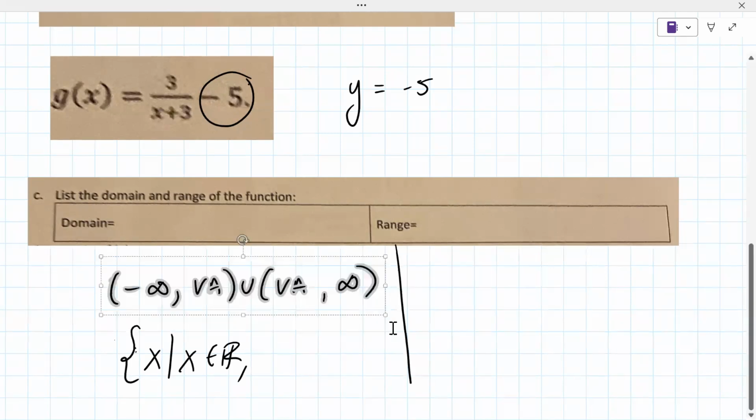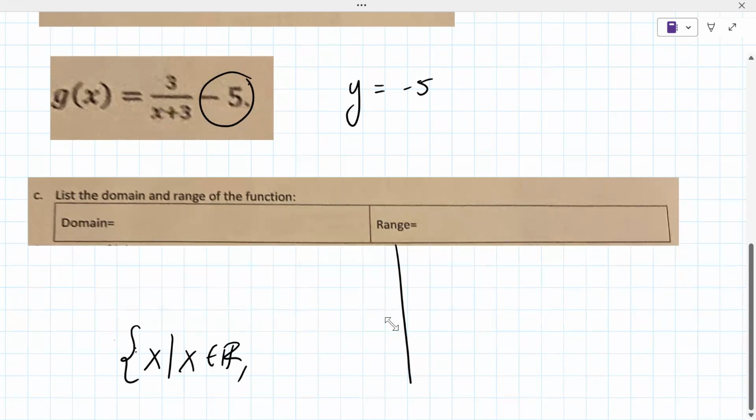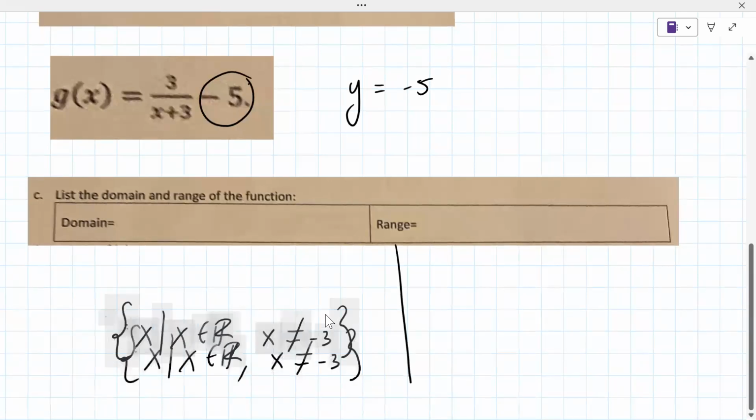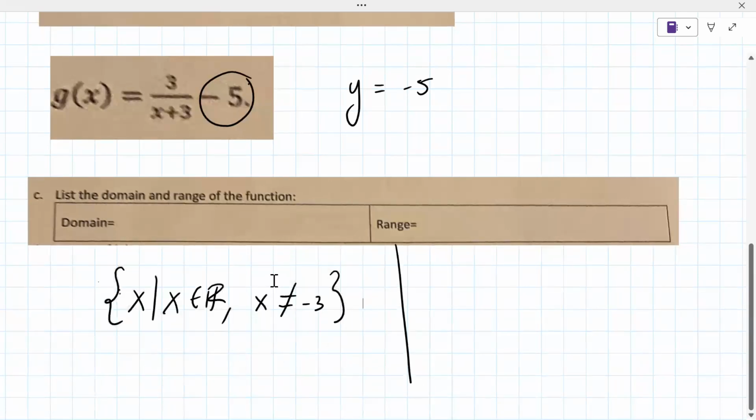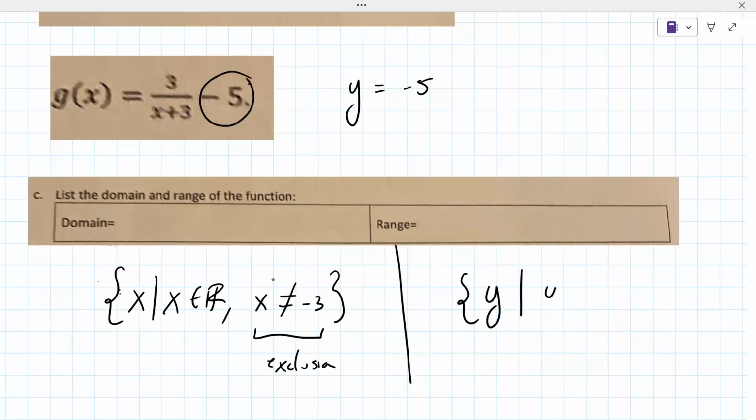I mixed this up because some people use one or the other. So this is saying x cannot be -3. That's the domain. So it's an exclusion. So that value is being excluded. So for the range, are you using the horizontal asymptote? Exactly. Y element real numbers, y cannot be whatever that number is.